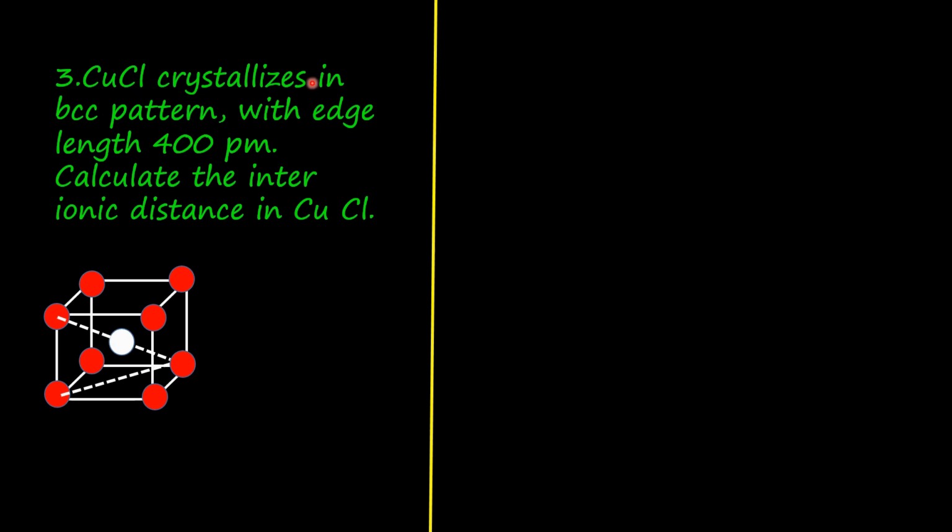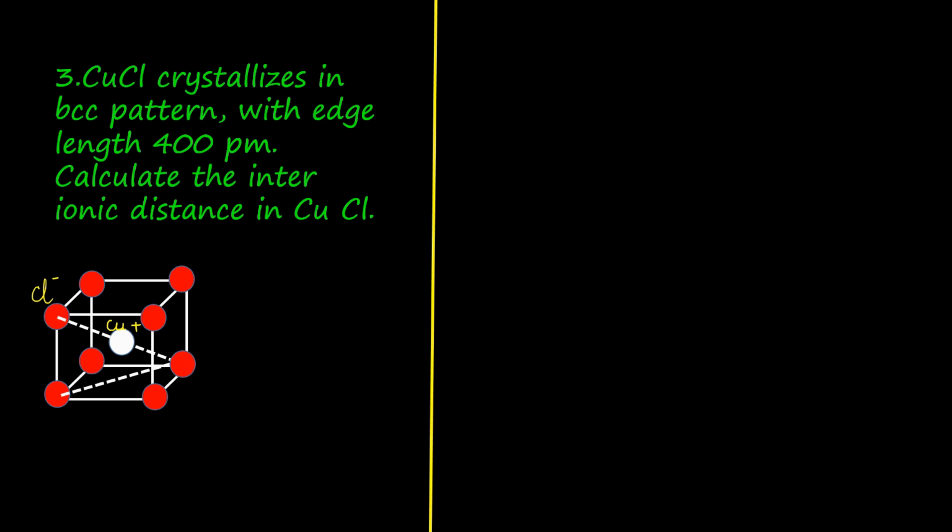Copper chloride crystallizes in BCC pattern with edge length 400 picometer. Calculate the interionic distance in copper chloride. This is the body-centered cubic cell. The crystal given in the problem is a crystal of a compound, an ionic compound. There are two different particles, the chloride ion particles and the copper ion particles. The negative ions, namely the chloride ions, occupy the corners and the body-centered particle is the copper positive ion.